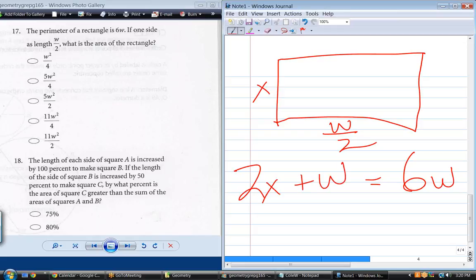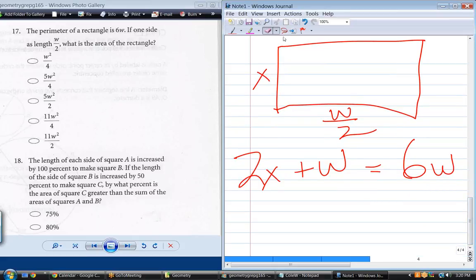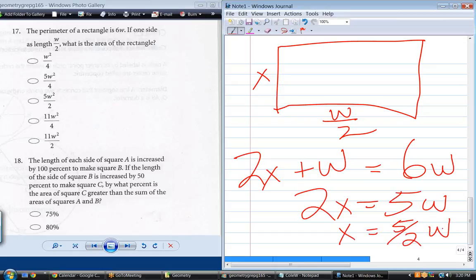So there's my equation that I can write for the perimeter. In other words, this left side is the perimeter, and they're telling us that it's 6w. Well, that's quite helpful because now it allows me to define x in terms of w. If I subtract w from both sides, I now have 2x equals 5w. x equals 5 halves w.